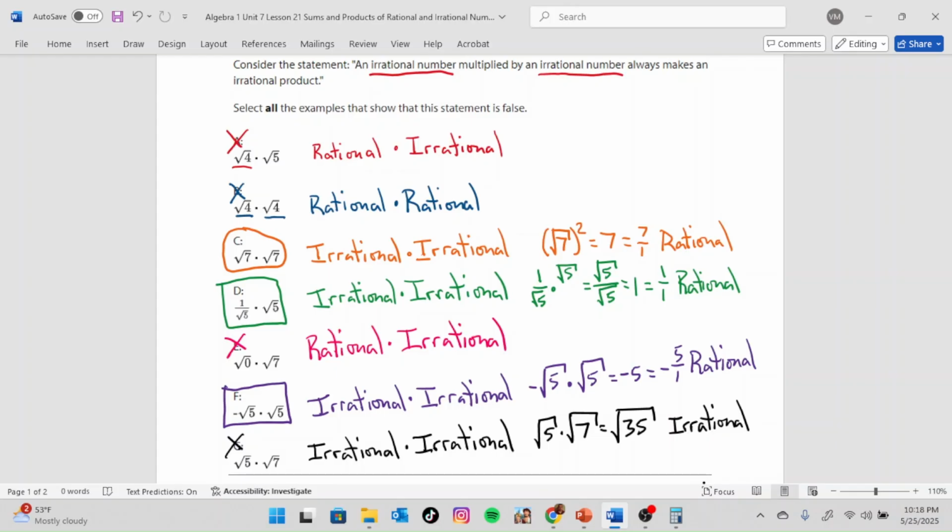So on this practice problem, statements C, D, and F all prove the original statement false. So it is not true that an irrational times an irrational will always create an irrational product. There are times when it will create a rational product.